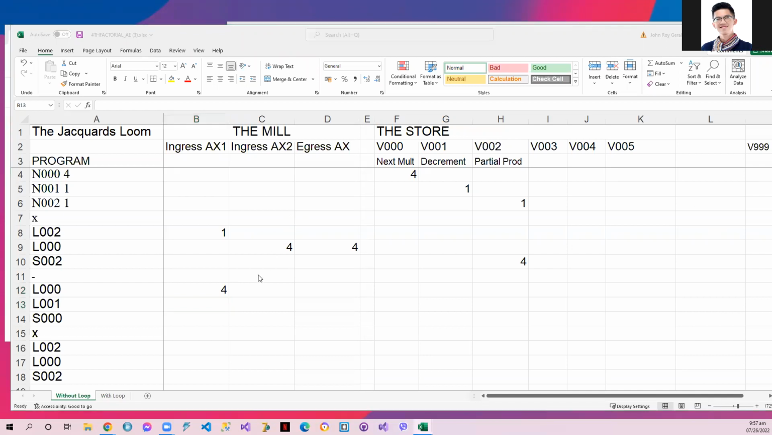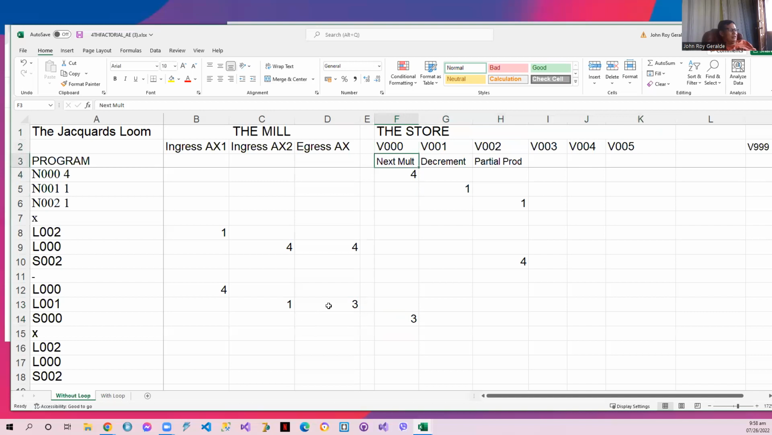The second L goes to the ingress axis 2. What will be the value then? 1. Why is that? Because variable 1 is currently 1, so right away it will be subtracted. 4 minus 1 is 3. Very good. Then we will have S000, which means the result will be stored here. Now this will become 3, which is incidentally our next multiplier.